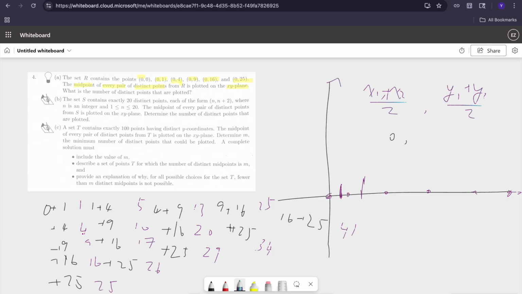1, there's no repeat. 4, there's no repeat. 9, none. 16, nope. 25, there's one, so this one goes. 5, no. 10, no. 17, no. 26, no. 13, no. 20, no. 29, no. Here 25 appears only once because we crossed out the first one. And then 34, 41. Okay, we count the number left: 1, 2, 3, 4, 5, 6, 7, 8, 9, 10, 11, 12, 13, 14. So the answer to the first question is 14.